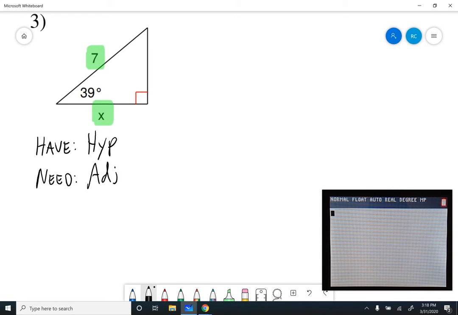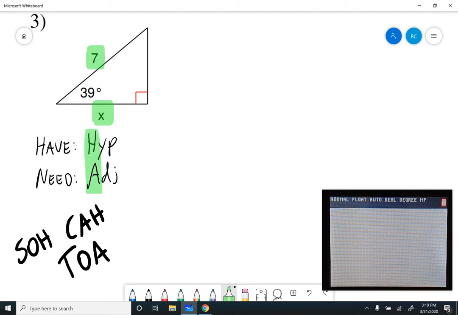To figure out what to do next, we need to know what ratio it is. So it's time once again for SOHCAHTOA, boom, boom, boom, boom. Too much? Too much.